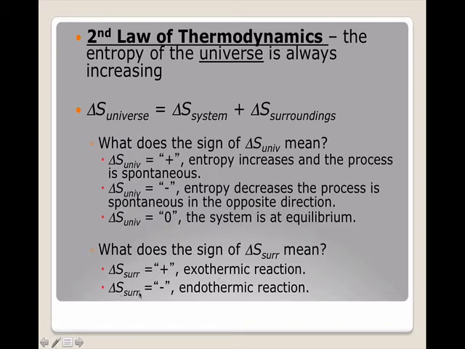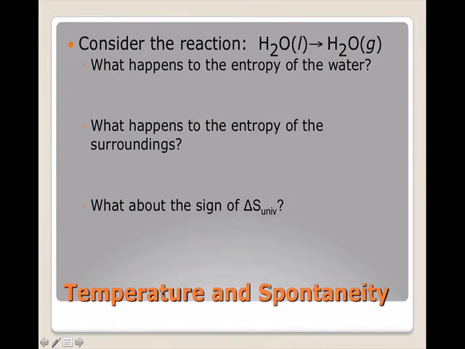If delta S of the surroundings is negative, then we had an endothermic reaction. The system, or the reaction, was pulling energy in from the surroundings, which makes the surroundings lose energy and become more ordered, so delta S is negative.